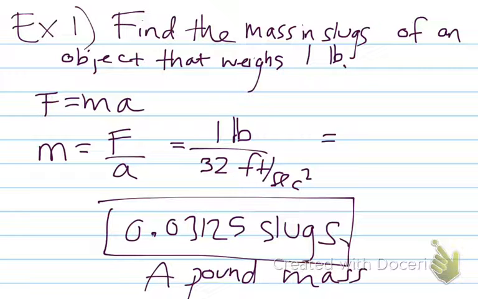So that's just an example of how to convert from a force to a mass. So whatever this object is that weighs 1 pound on Earth, if you put it on a different planet, it would still be 0.03125 slugs, but depending on the acceleration on the other planet, it would weigh a different amount, or have a different force, I should say, acting on it. Let's look at example 2.